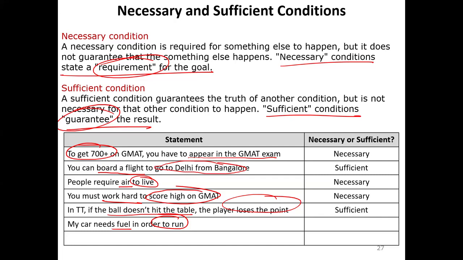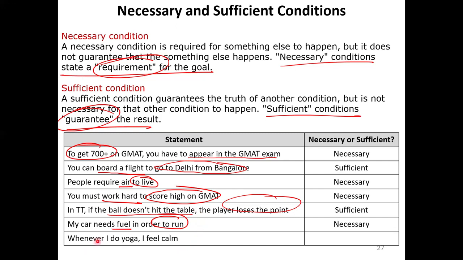Necessary. All right, very nice. Why necessary? Because fuel is a requirement for the car to run. Why is it not sufficient? Because fuel alone does not guarantee that the car runs. Obviously, it needs a well-functioning engine, and in India, at least, there is a driver needed as well.